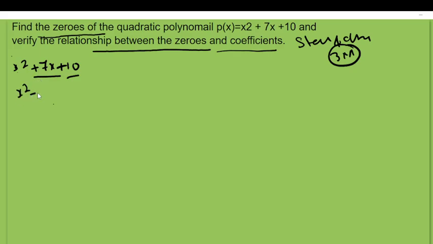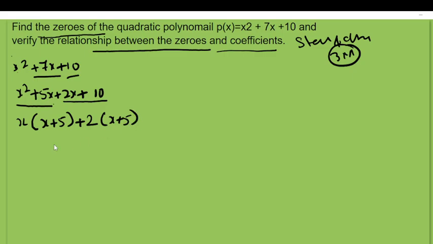x square write as it is, 7x write in terms of 5x plus 2x, plus 10. From the first two terms x will be common, and the remaining is x plus 5. From the next two terms 2 is common, and the remaining is x plus 5. Here again x plus 5 is common, and what remains in the first term is x, and in the second term is 2.